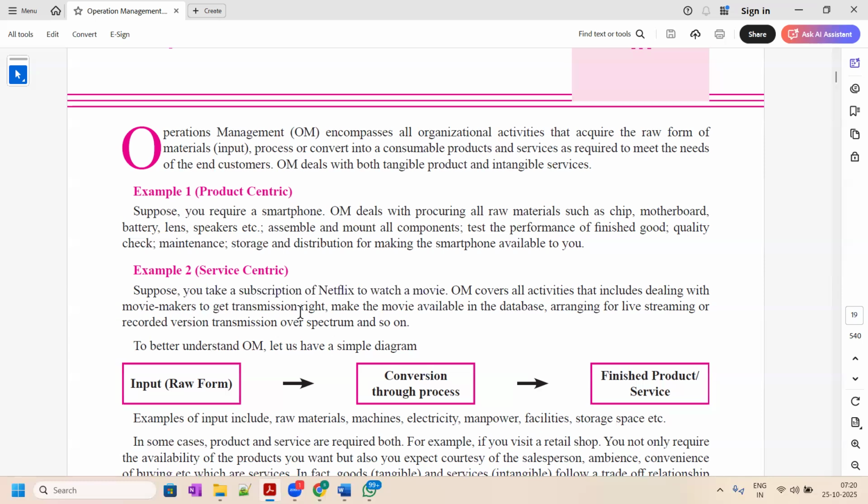Like normally if you have a Prime or Netflix subscription, then normally on a weekend or Friday you will find some movie coming there.